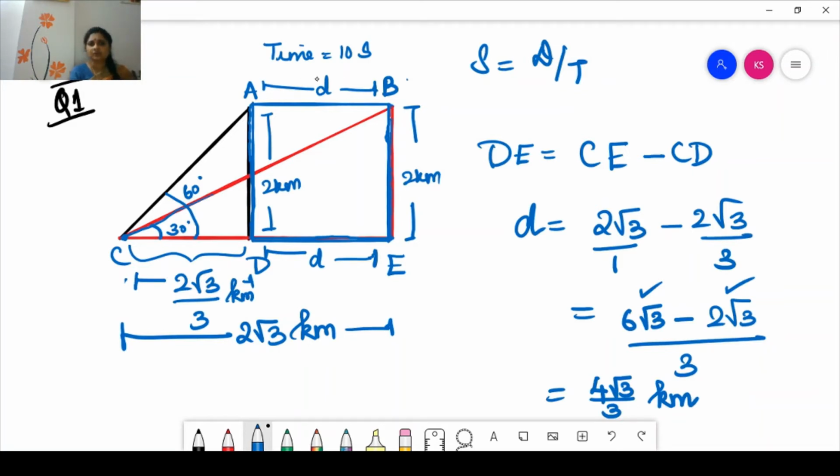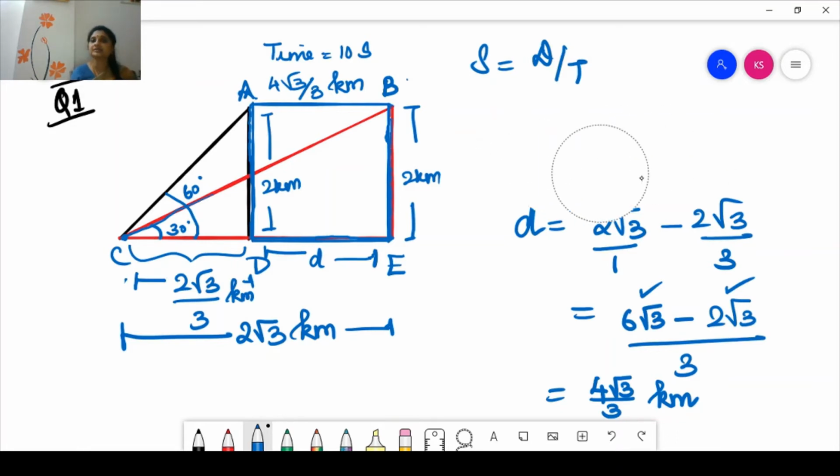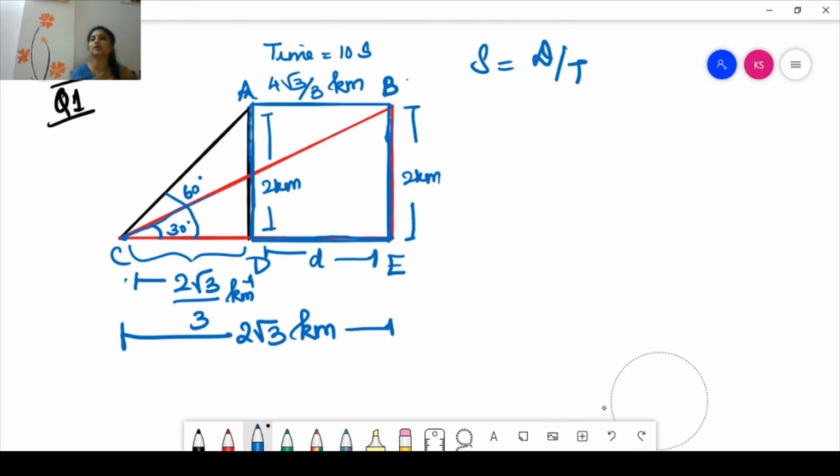So I have found out the D. Let me mark it on the figure. So I have found out AB to be 4 root 3 by 3 kilometers. Okay, now what am I supposed to find? I'm supposed to find the speed. Speed is distance by time. Not only that, I need to find the speed in kilometer per hour. So the distance is already in kilometer, but the time is not in hours, it's in seconds. So let's first convert the time into hours.